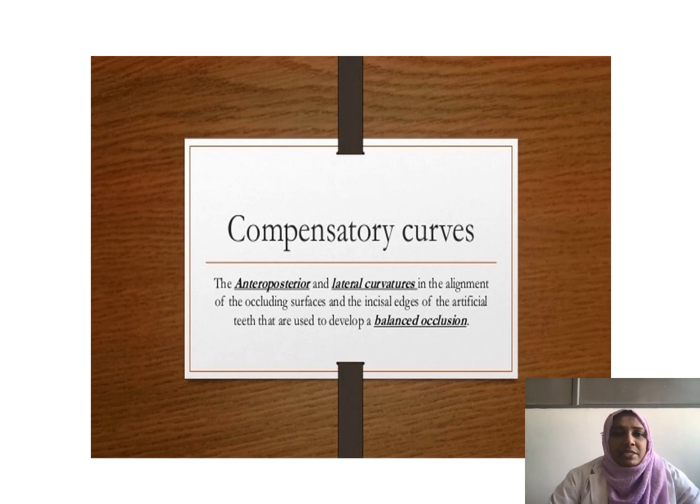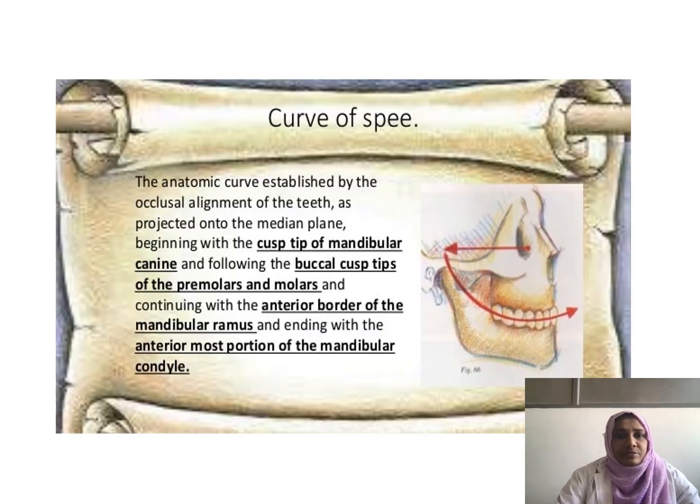Next, coming to the compensatory curves, the anterior-posterior curves and the lateral curves are the compensatory curves. These are helpful to develop balanced occlusion. And coming to the curve of Spee, the anatomic curve established by the occlusal alignment of the teeth as projected on the median plane, beginning with the cusp tip of the mandibular canine and followed by the buccal cusp tips of the premolars and molars, continuing with the anterior border of the mandibular ramus and ending with the anterior-most portion of the mandibular condyle.